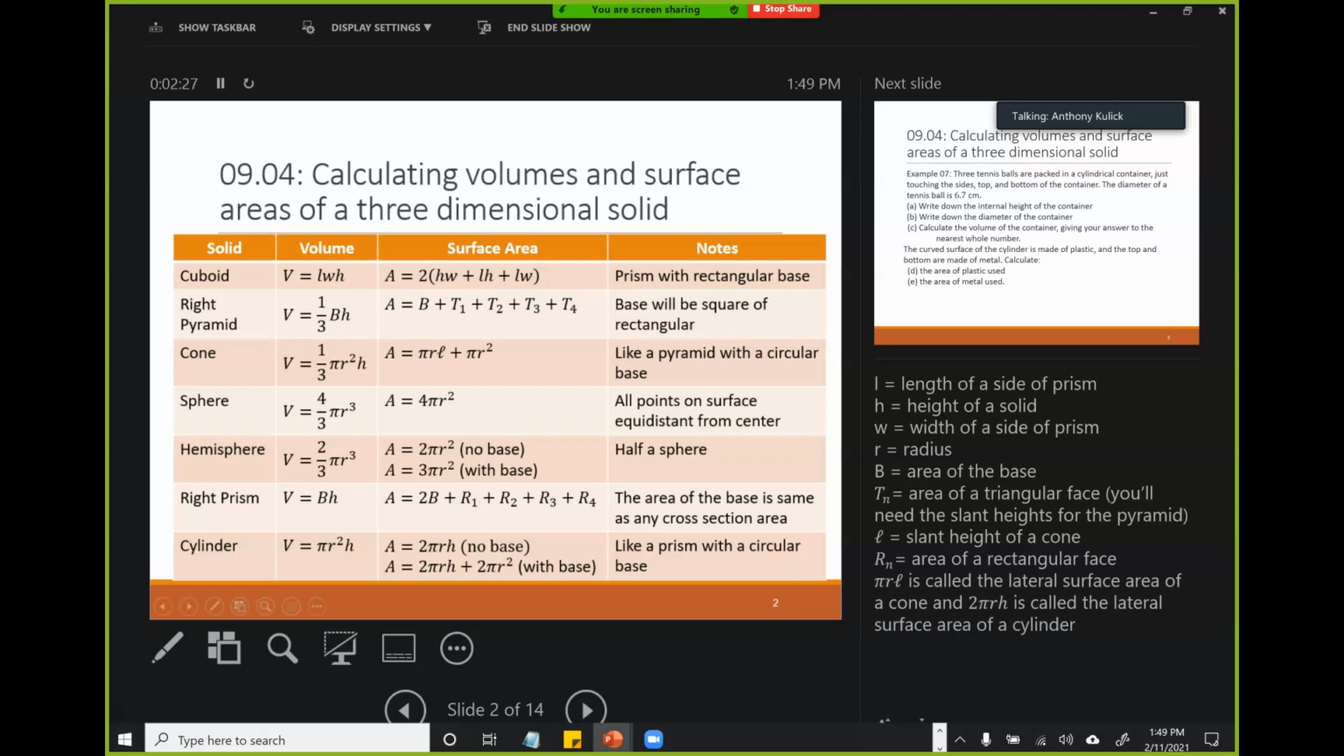A right pyramid, that is one with a rectangular or square base. So the volume is just 1/3 base times height. The surface area is going to be the area of the base plus the area of each triangular face. Keep in mind, if the base is not a square, those triangular faces won't necessarily be the same size, right? If the base is a rectangle, you're going to have 2 different sized pairs of triangles in there.